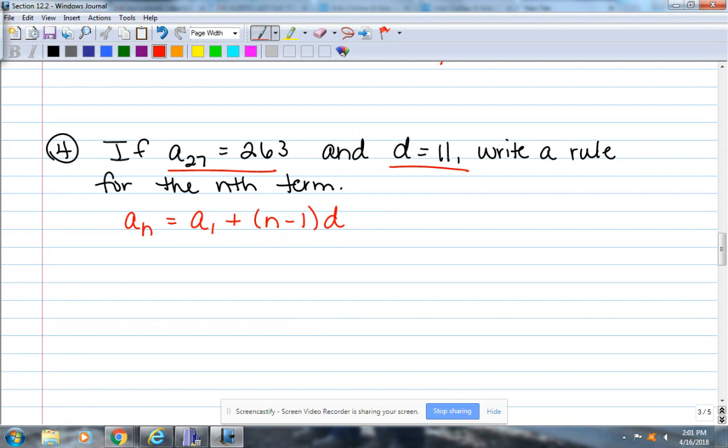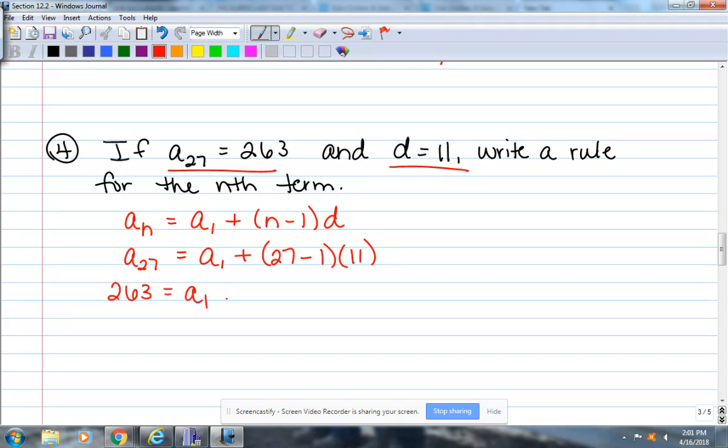Yeah, so now a sub 27, I know that, equals a sub 1 plus n minus 1 times d. My n for my 27th term was 27, right? And it says my d is 11. So I do know when n is 27 that term is 263. Let me rephrase that: I know that the 27th term is 263. Okay? So I'm going to substitute that right here.